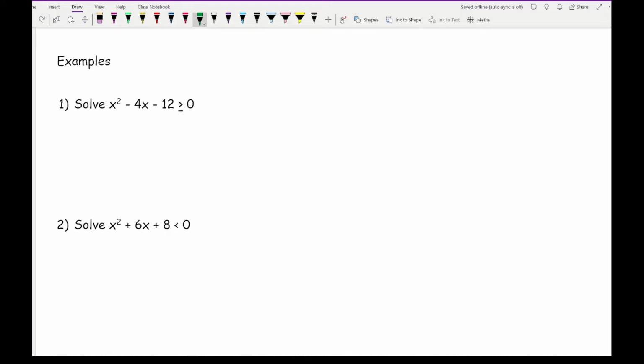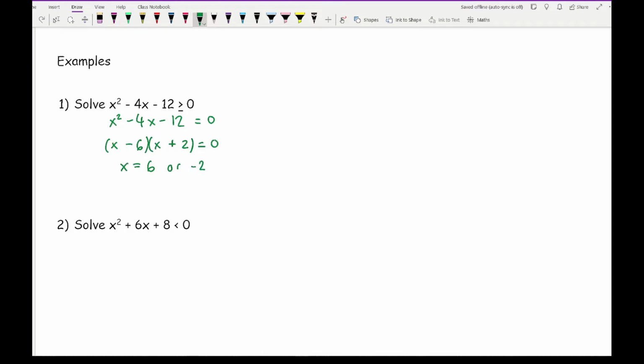So first we need to solve x squared minus 4x minus 12 equals 0. Once it's equal to 0, you can either use the quadratic formula or factorize. This one does factorize nicely, into brackets with 6 and 2: x minus 6 and x plus 2 equals 0. So my two answers are going to be 6 or minus 2.